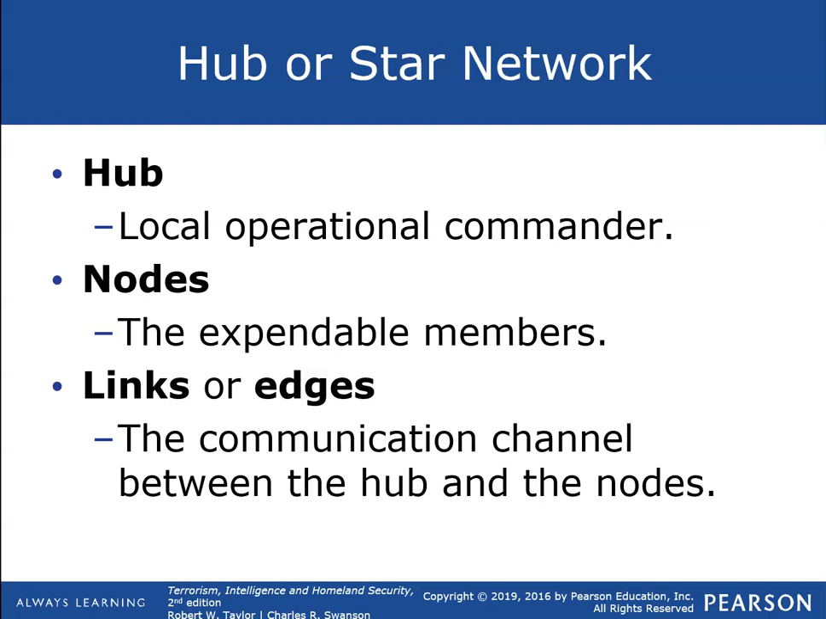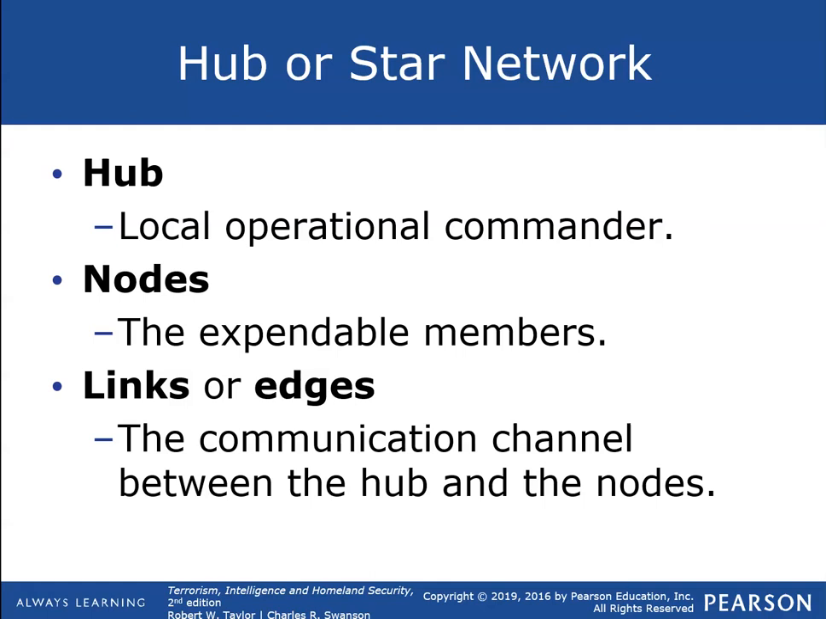So in a terrorist hub or star network, the central hub, the person in the middle, may be a local operational commander. It could be the ideological leader or some other figurehead. In contrast, those outer nodes are more expendable members, like fighters, those who are considered to be less critical to that terrorist movement. The lines between those nodes in a cell are called links or edges, and they represent a communication channel between the nodes and the hub.